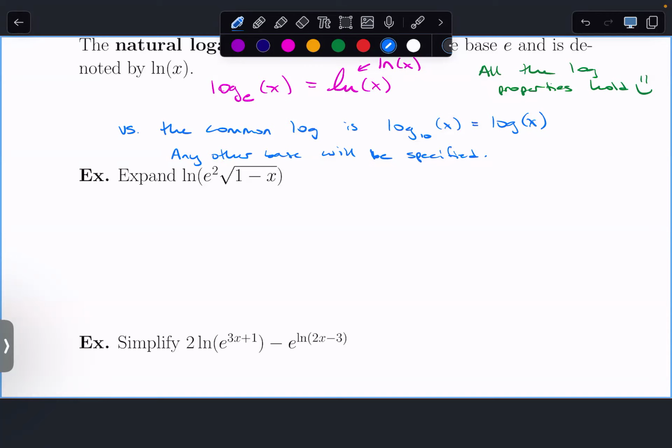If you have to expand the natural log of e squared times the root of 1 minus x, the first thing that we're going to do for expanding, we look for any sort of multiplication inside. This becomes the natural log of e squared plus the natural log of the root of 1 minus x, right? Multiplication inside the log is going to expand to addition of the logs.